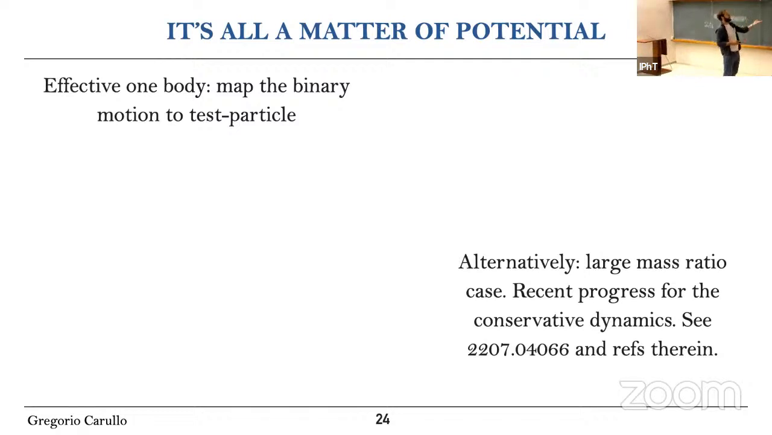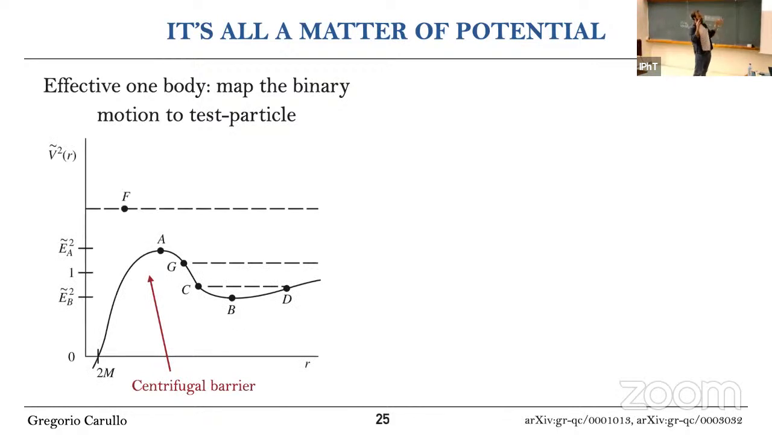Or alternatively, you can think about a large mass ratio inspiral, where you have a supermassive black hole and a solar mass black hole. In this case, you can start thinking in terms of geodesics, and so in terms of effective potential in the radial equation. So this, of course, is the effective potential of Schwarzschild. You all know that here there is a centrifugal barrier. So imagine that the motion of this binary is described by this particle on a geodesic.